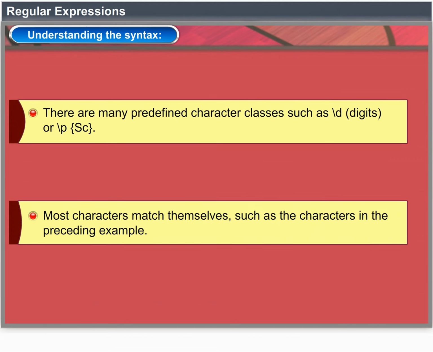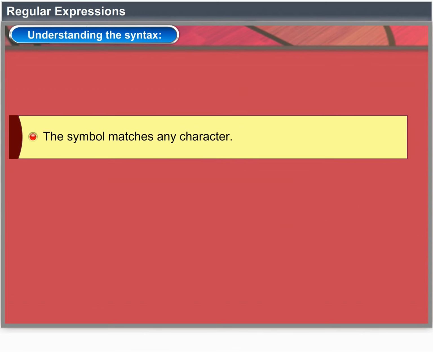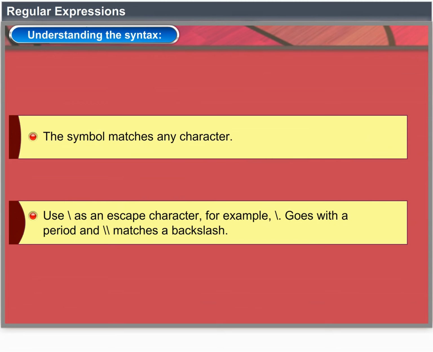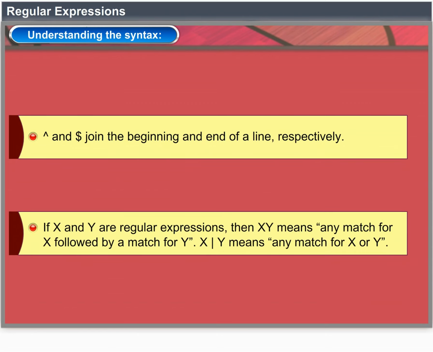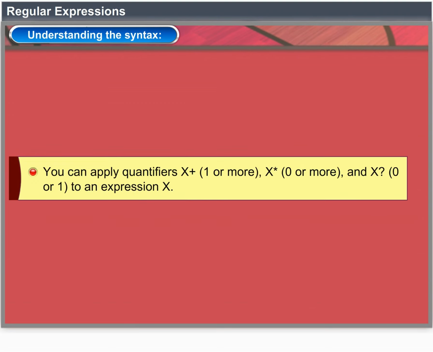Most characters match themselves, such as the characters in the preceding example. The . symbol matches any character. Use backslash as an escape character. For example, \. matches the period and \\ matches a backslash. Caret and dollar match the beginning and end of a line respectively. If X and Y are regular expressions, then XY means any match for X followed by a match for Y. X|Y means any match for X or Y. You can apply quantifiers, X+ for 1 or more, X* for 0 or more, X? for 0 or 1, to an expression X.